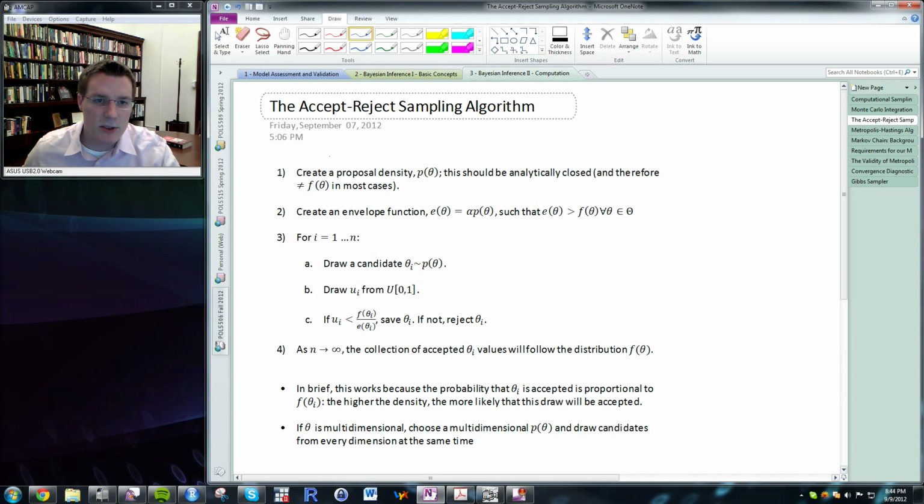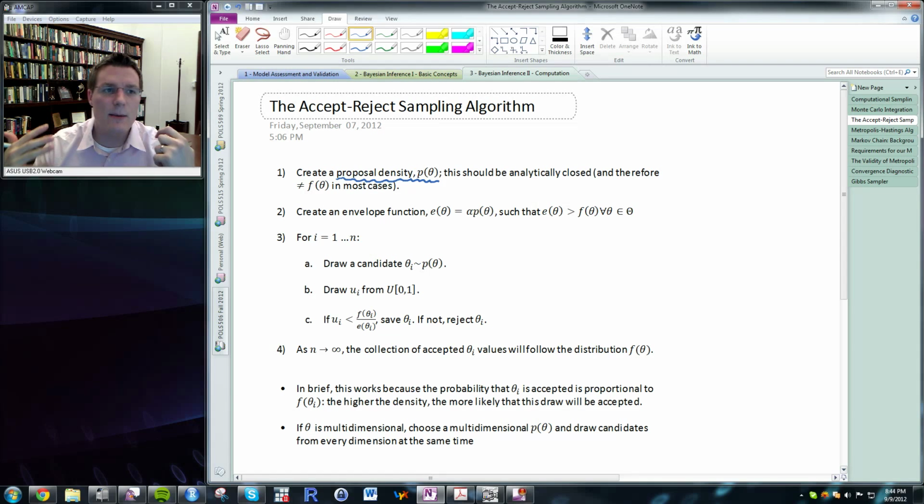So what we're going to do is create a proposal density and call that P of theta. And this should be something that we know the form of. We know the analytical form of this density, and we can draw out of this density. Now, I could just do this with all uniform densities, actually. I could either piece them together or just use the uniform in general. But there are other densities that are common for us to use as proposals, such as the normal, the logistic.